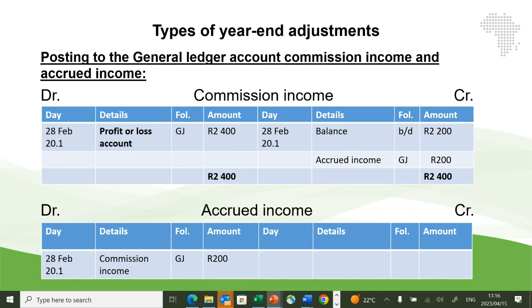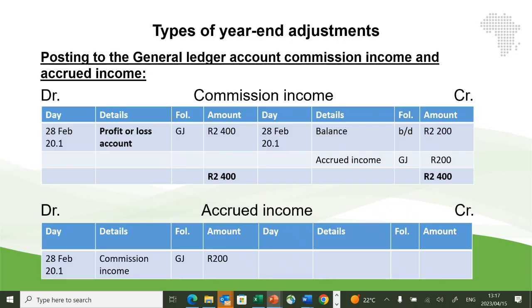Then we move to accrued income. Accrued income, on our journal entry, what did we say? We said debit accrued income of how much? Of 200. Credit commission income of how much? 200. So because now we are dealing with the accrued income account, we go to the debit side, we put how much? 200. When we debited accrued income, what did we credit? We credited commission income. That's how you post.